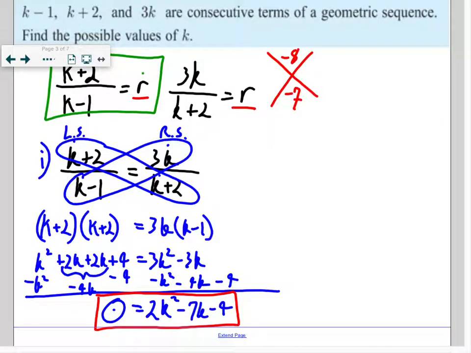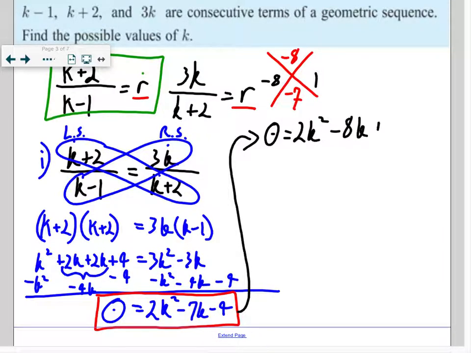So what two terms can be multiplied together to be negative 8, and add to negative 7? Well, that is going to be negative 8 and 1. So I'm going to rewrite my middle term of my quadratic using negative 8 and 1, and then factor. So I get 0 equals 2k squared minus 8k plus 1k minus 4.